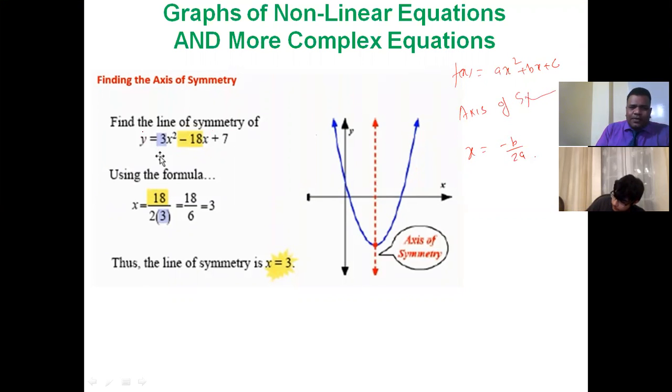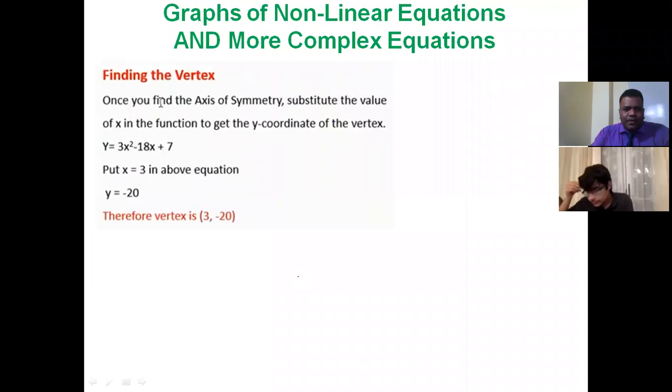So here, can you get the answer for this question? Here is given an equation and it is expecting you to get the axis of symmetry. X is equal to 3. Yeah. Simple. Okay.